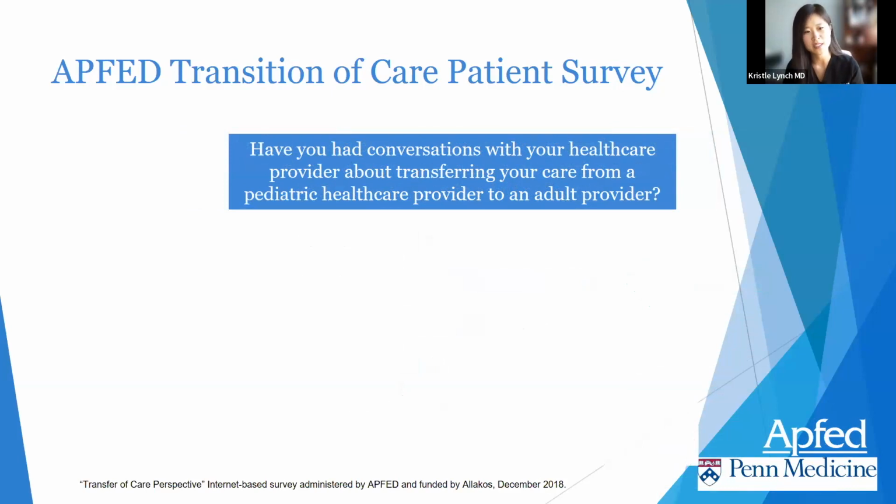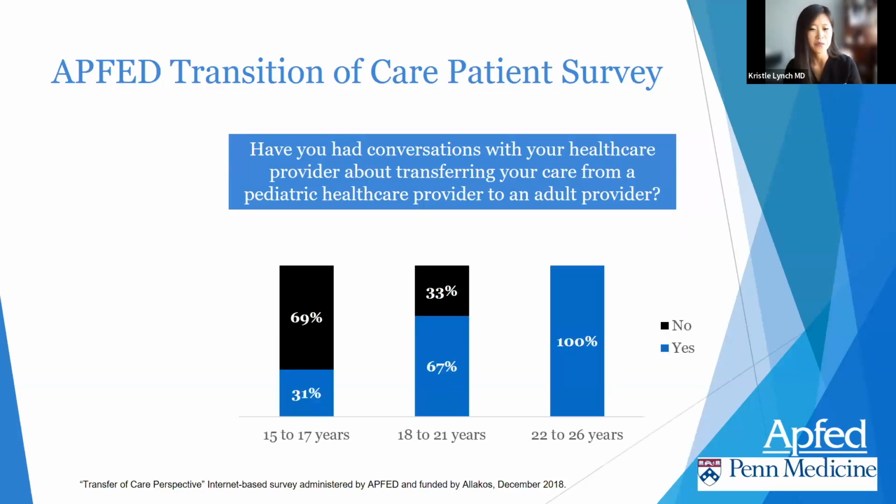But then a follow-up question in the survey was, have you had conversations with your healthcare provider about transferring your care from a pediatric healthcare provider to an adult provider? So you'd assume that if we know what the goal was, that many of the patients coming up to the age of 18 would have had these conversations. But here you can see the results. So 31% of the patients who are between 15 and 17 had conversations. Only 31%. 67% who are 18 to 21 years old, and all of the patients who were above 22.